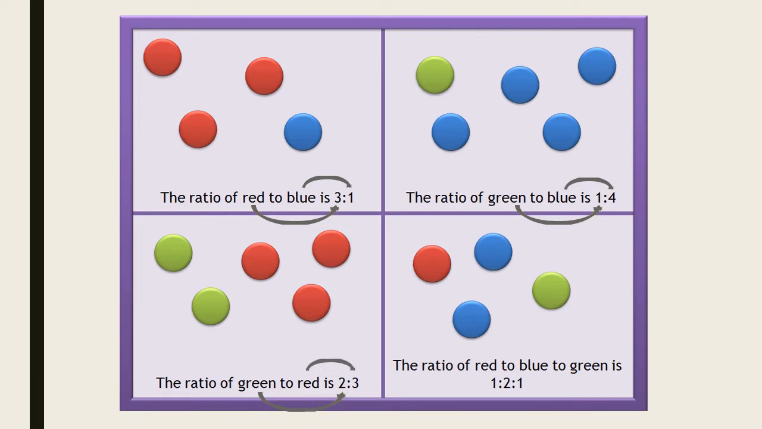I'd like you to have a go at doing it with the last ratio shown on screen. What does the 1, 2 and 1 represent? Excellent. So the first one represents the red, because it says the ratio of red to blue to green. So 1 represents the red, 2 the blue and 1 the green.